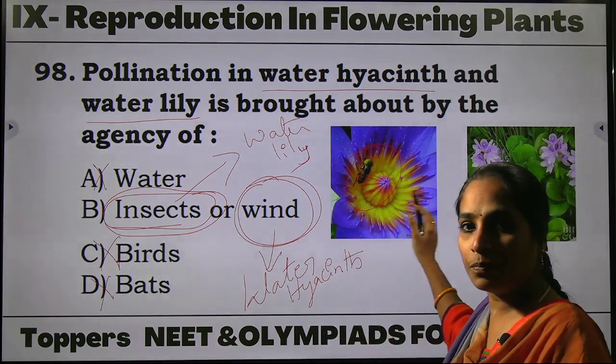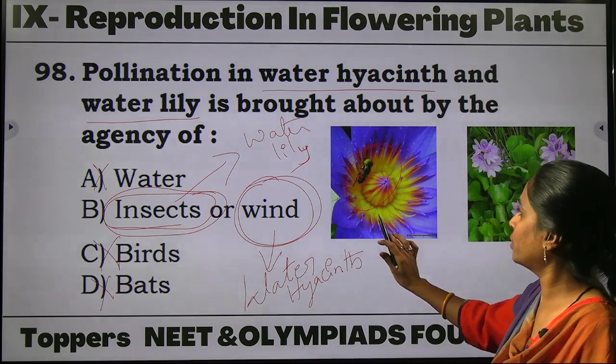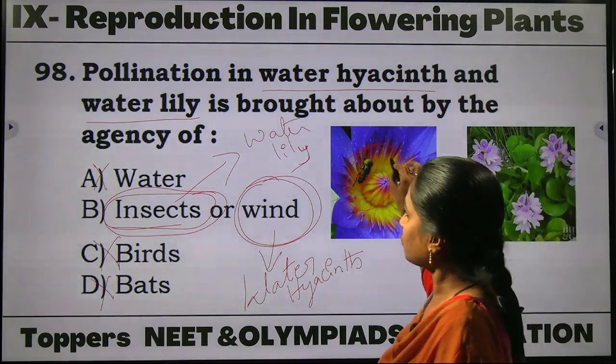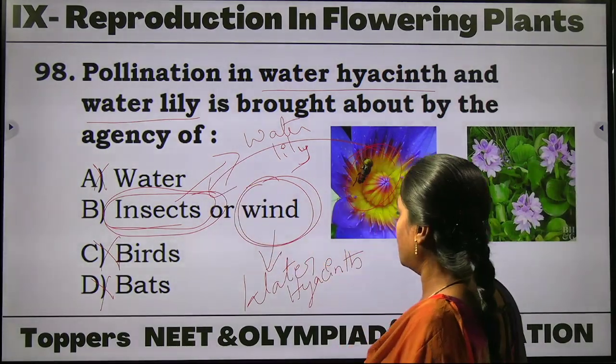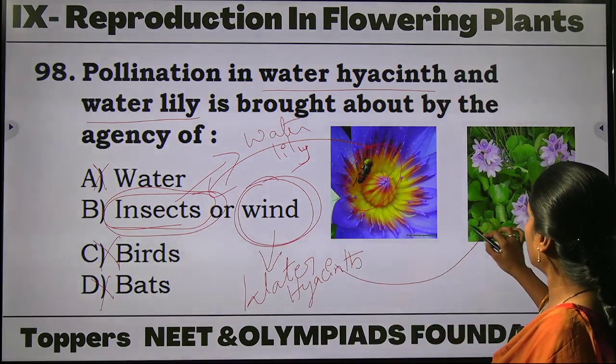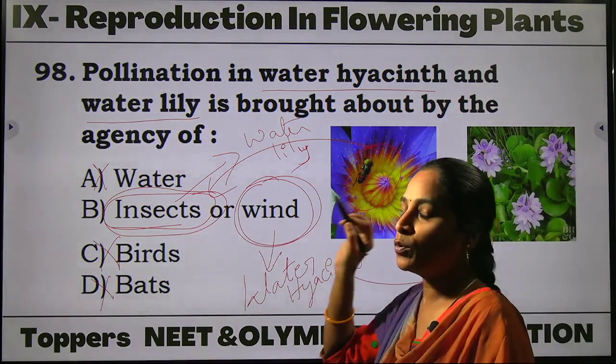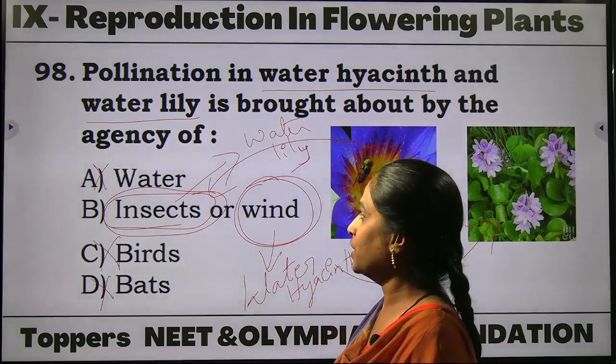That is what is given in the pictures. Yes, this is the water lily; through insects, pollination will happen. And this is the water hyacinth; through the wind, the pollination will be done, right?